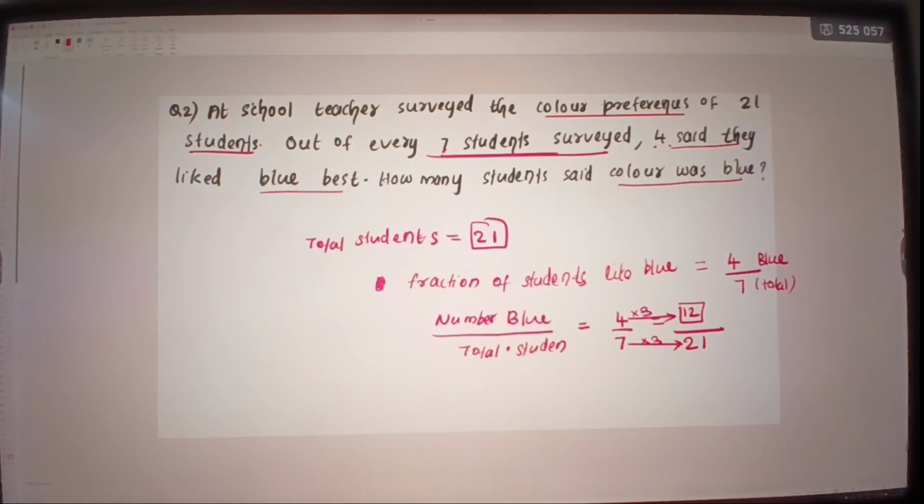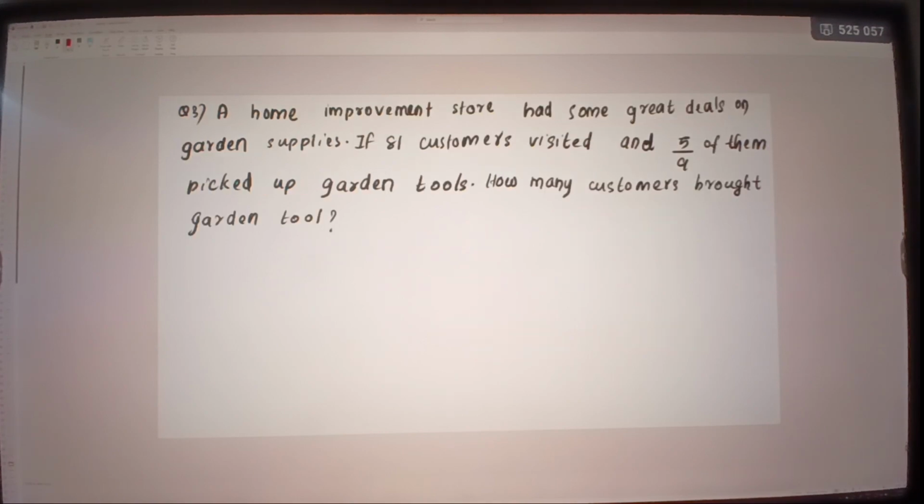So understand what is the total number and what is the numerator part. Identify what is the numerator part and what is the total number. Once you figure out that, you can do all the problems. It is easy. It is an easy question. Like that, you try to do this problem.